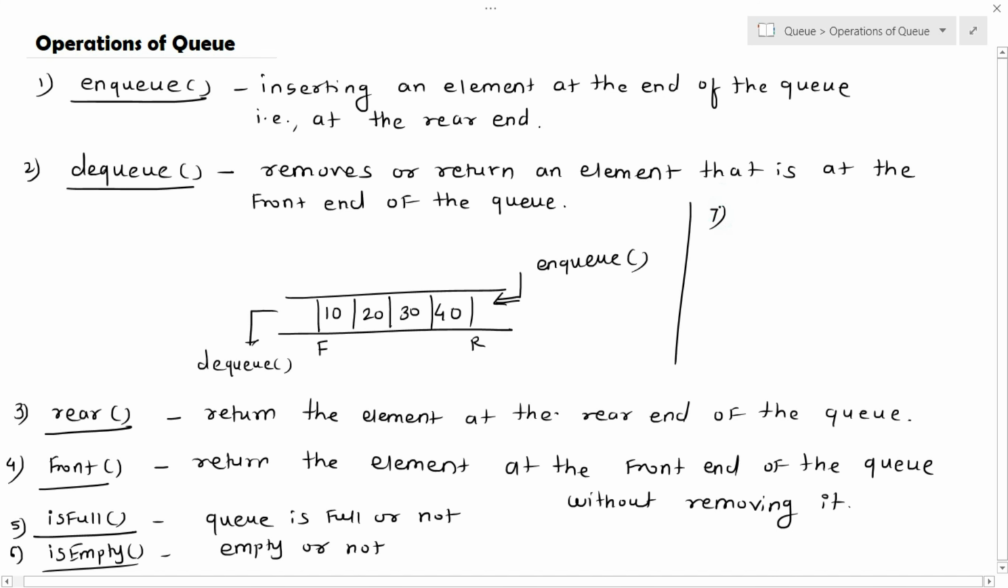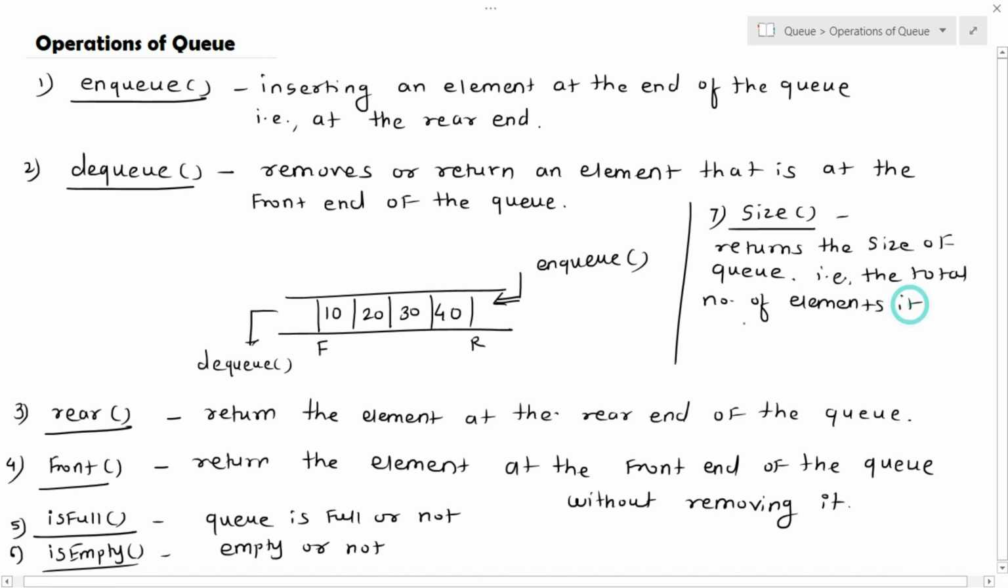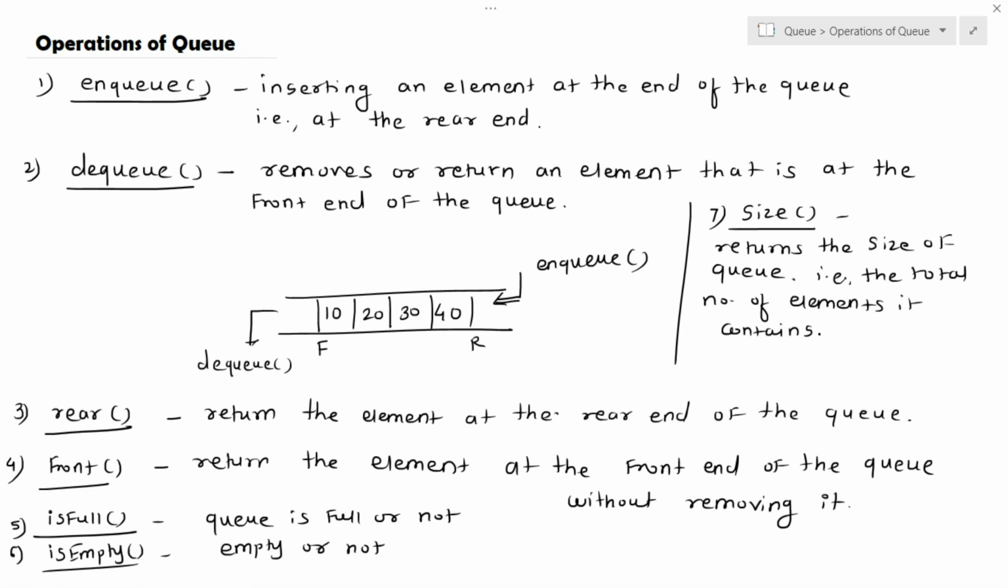Now the last operation of queue is size. What is size? This operation returns the size of the queue. Okay, that is the total number of elements it contains. If we want to get the total number of elements in a queue, then we can use the size operation. So these are some basic operations of queue.